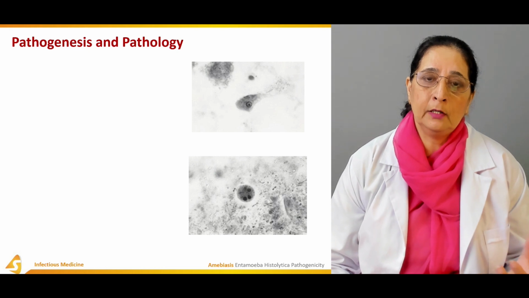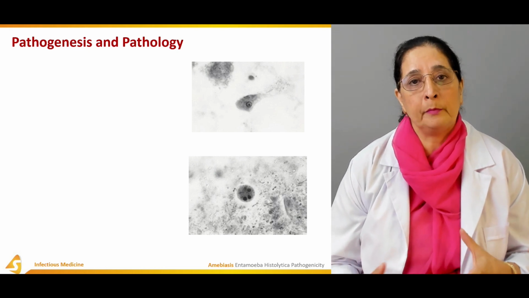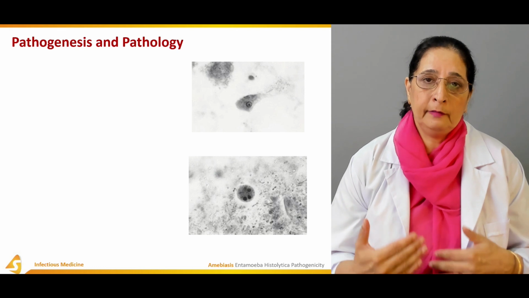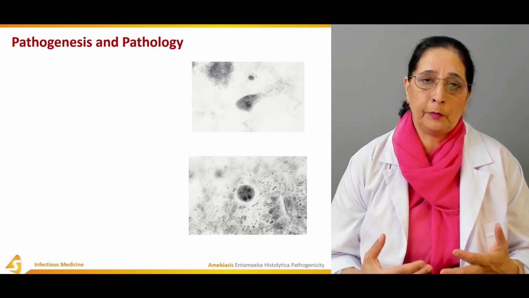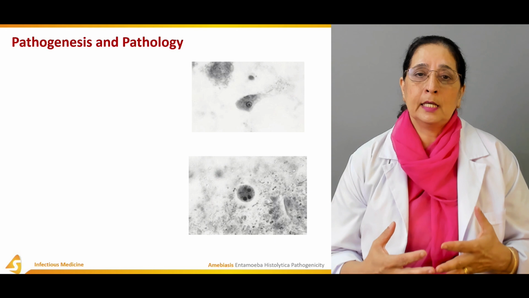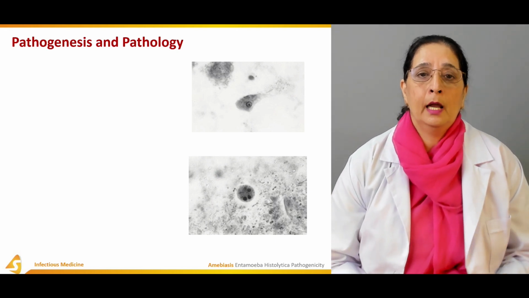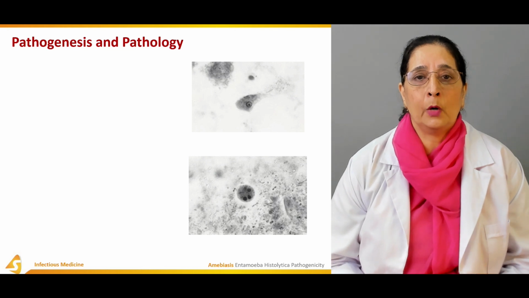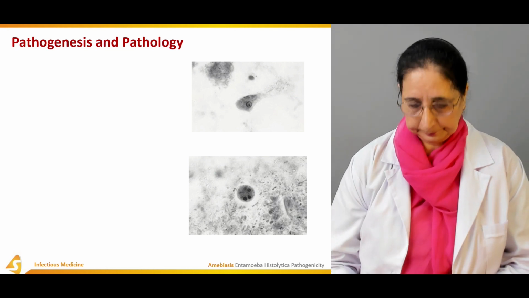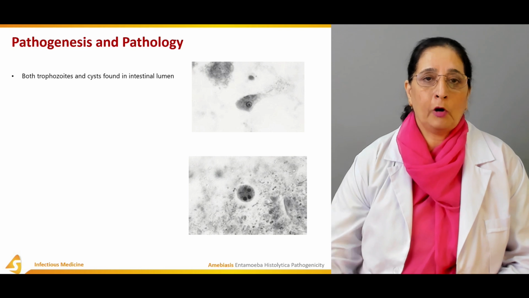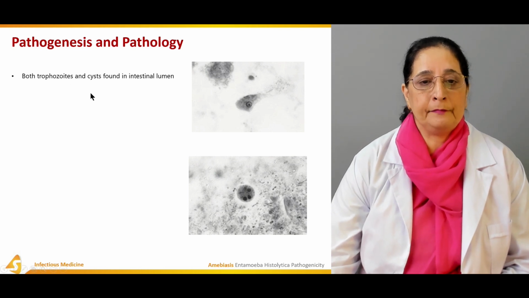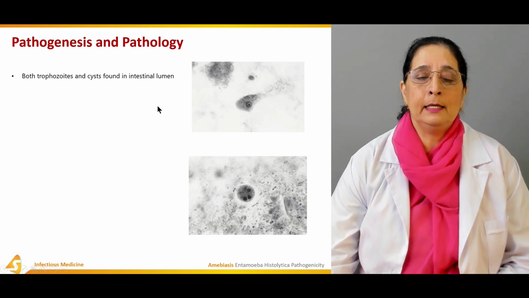Ology is the study of, patho is the abnormality or disease. So we will discuss how the disease process associated with Entamoeba histolytica develops and how it presents itself. Both trophozoites and cysts are found in the intestinal lumen.